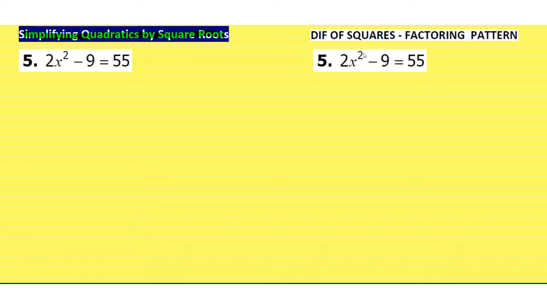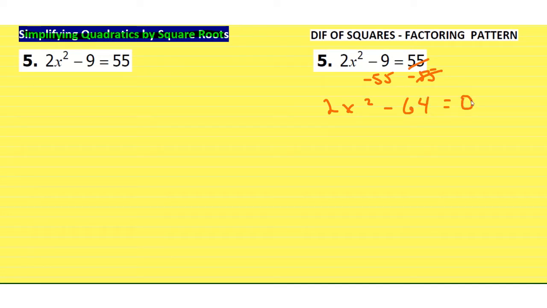The first thing I want to consider on this right-hand side, after I put everything on one side of the equal sign. So let's go ahead and do that. Let's subtract 55 from both sides here. So these will cancel, and then I end up with 2x squared minus 64, and that is equal to 0.